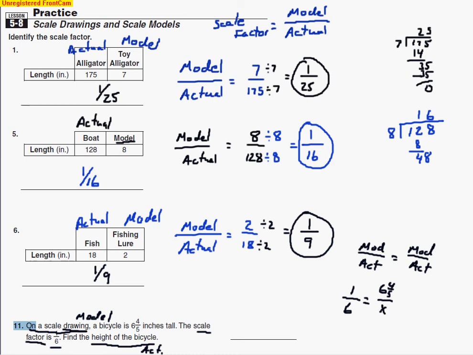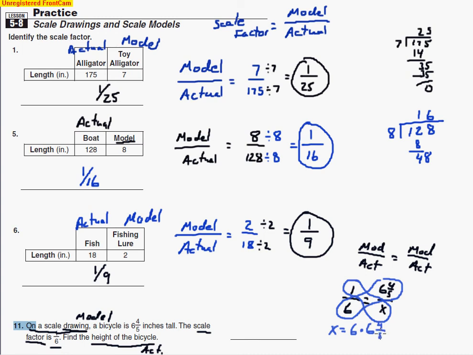Well, when we have these line equal sign line problems, these proportions, we cross multiply. So that's our step we're going to take. We're going to take the 6, multiply it by the 6 4/5. Take the X, multiply it by 1. So here's what we've got now. X equals 6 times 6 4/5.